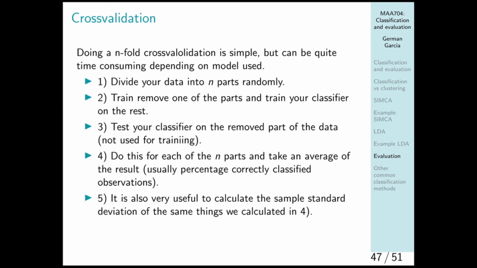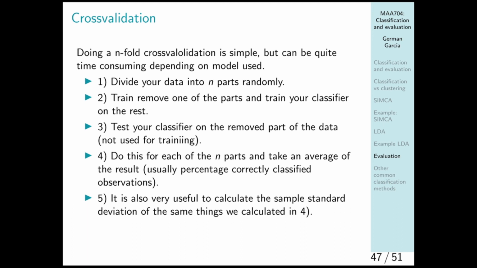Performing an n-fold cross-validation is simple, but it can be quite time-consuming. So this is what you do roughly. Step 1, divide your data into n random parts. Step 2, remove one of the parts and train your classifier on the rest. Step 3, test your classifier on the removed part of the data, the part that we have not used for training. And then we rinse and repeat for all the n parts, and in the end we take an average of the result.